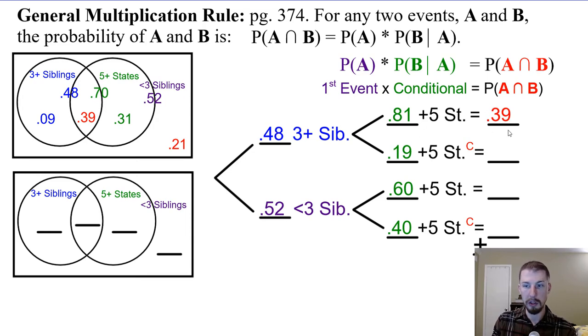So you could do 48 minus the 39, which would give you a difference of 9%. Same thing, 60% of 52% is 31, and if that has to add up to 31, this one has to be 21. Kind of cool. And then all 4 of the disjoint ones have to add up to 1. So the probability of only having 3 or more siblings but not having traveled to 5 or more states would be 9%. Probability of both, 3 or more siblings and having traveled to 5 or more states, would be 39%. So 5 or more states but less than 3 siblings would be 31%. And then 21 is the only one left over, so it has to go there.